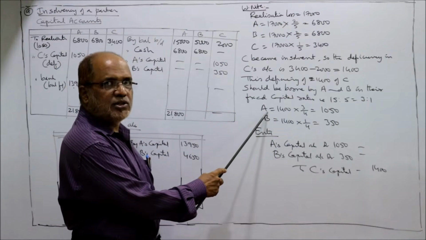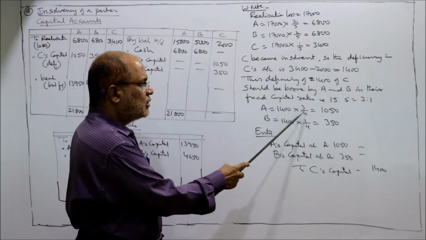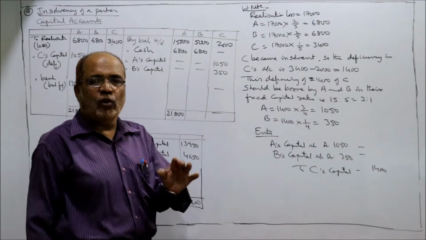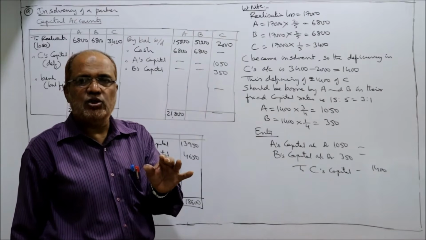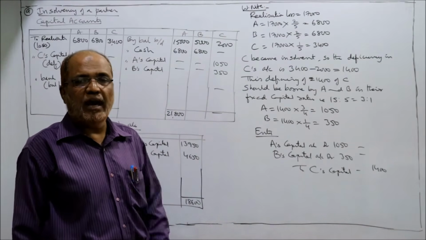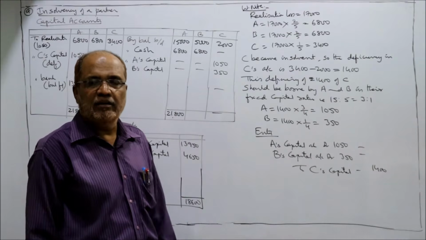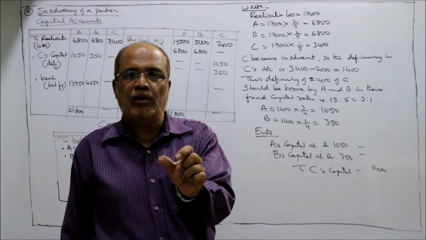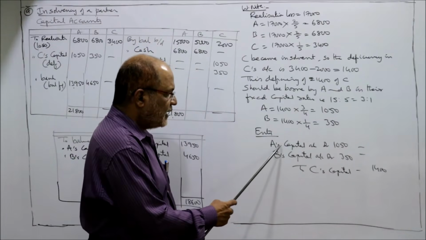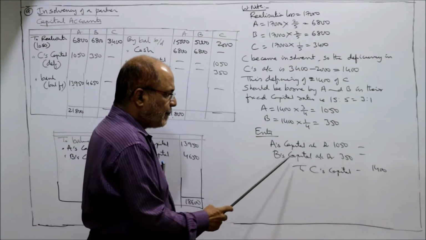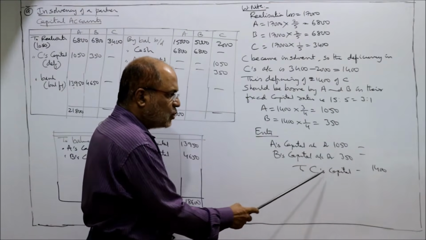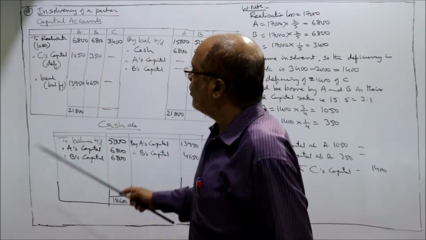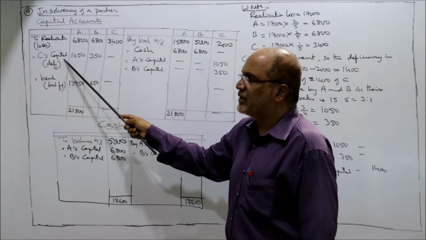So A's share of deficiency is 1,400 into 3/4, 1,050. B's is 1,400 into 1/4, 350. So out of 1,400, 1,050 should be borne by A and 350 should be borne by B. So the entry will be A's capital account debtor, B's capital account debtor, to C's capital. Here the entry: A's capital account debtor 1,050, B's capital account debtor 350, to C's capital 1,400. We debit A and B, to C's capital.